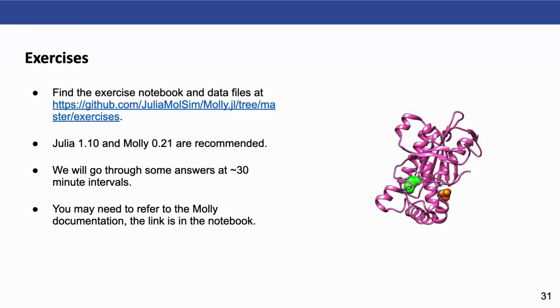We'll go through some answers at intervals. There's about an hour and a half left, so probably do three sets of answers every half an hour or so, just going through some. As you work through, you may need to refer to the Molly documentation, the link of which is in the notebook. I'll obviously be walking around. There are also some people who've used Molly in the room, so Tina's there, for instance, and I think Rachel's used it as well, so do feel free to ask them as well.